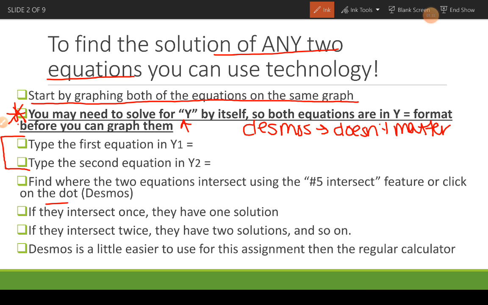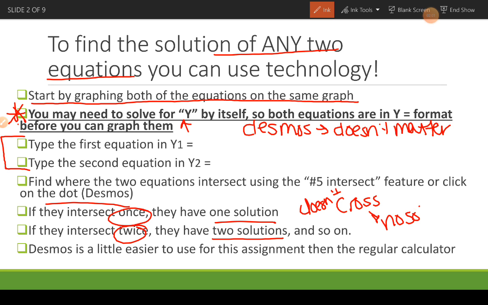In Desmos, we'll just click on the dot. If they intersect once, they have one solution. If they intersect twice, they have two solutions. Sometimes they'll intersect 3 or 4 times. They can have more than 2 solutions, but in this class we specifically focus on 1 solution, 2 solutions, or if they don't cross at all, it means that they have no solutions. That does happen sometimes. It's not really an issue.